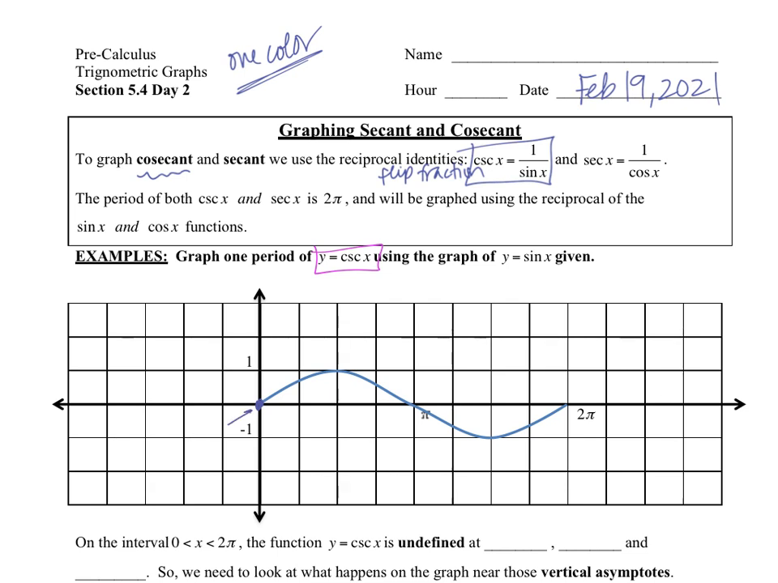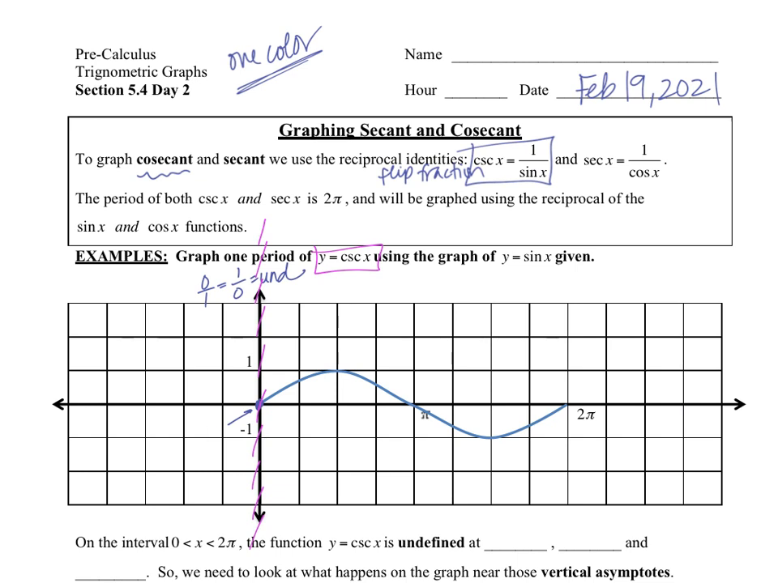What's the reciprocal of 0? 0 is like 0 over 1. The reciprocal of that is 1 over 0, which is undefined. What do we know happens when something is undefined? It creates an asymptote. So here is my first asymptote. It happens when sine is at 0.